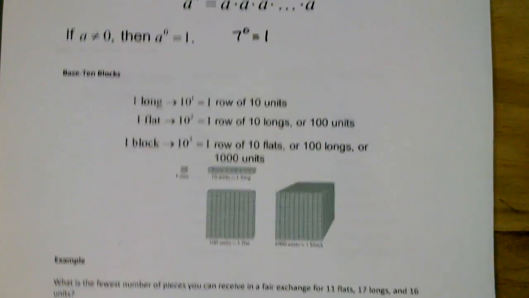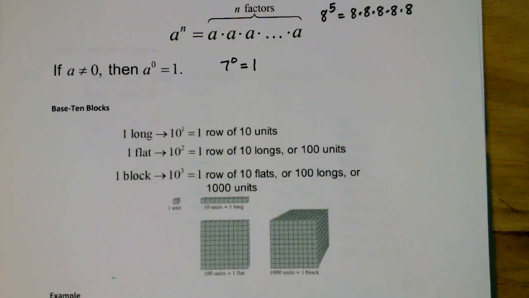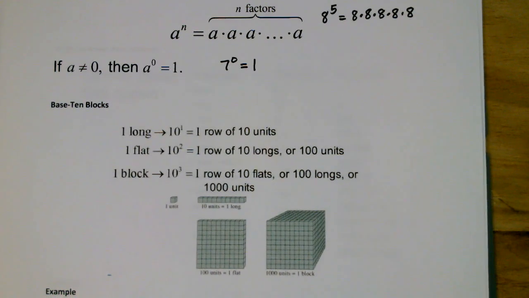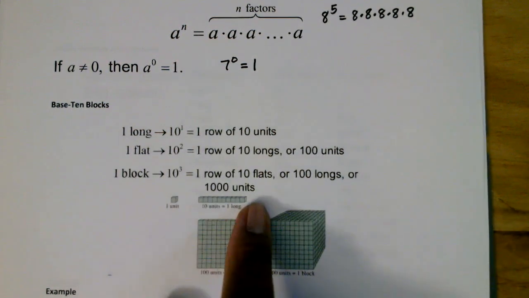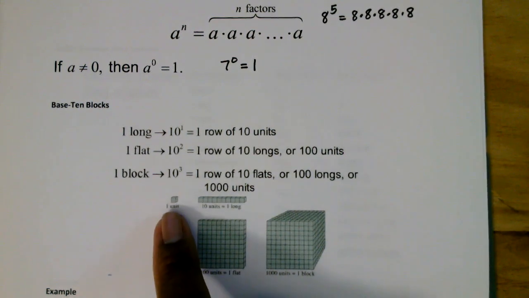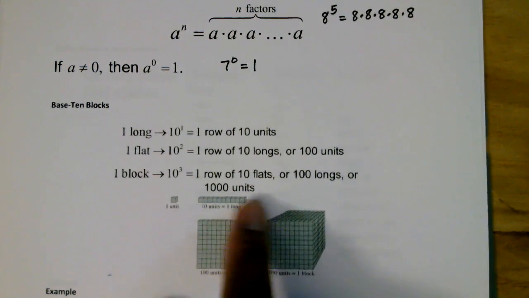Okay. Now, we can use concrete manipulatives to represent base 10. Base 10 blocks are a good example of that, using longs and flats and small unit cubes. Now, one long would be this right here. That's a row of 10 units. Here's a unit cube right here. 10 of those unit cubes make up a long.